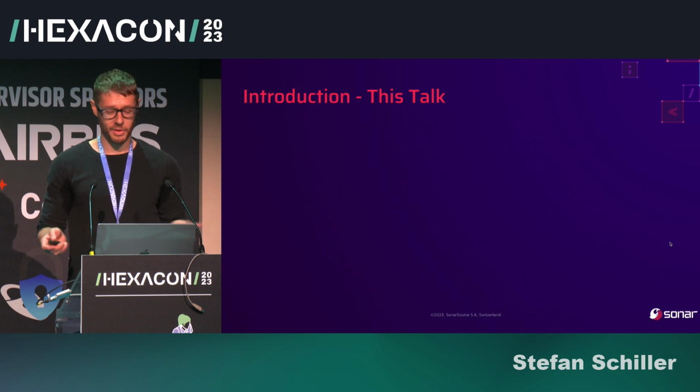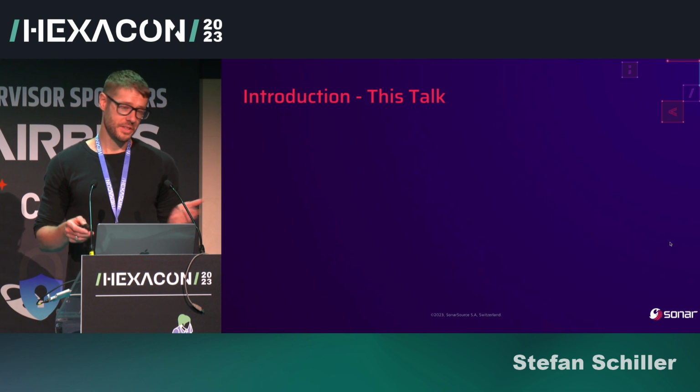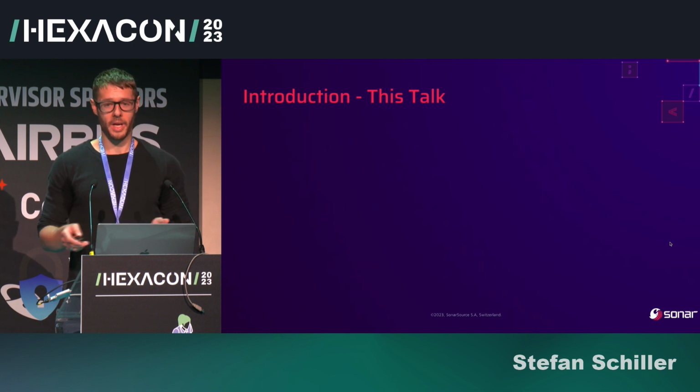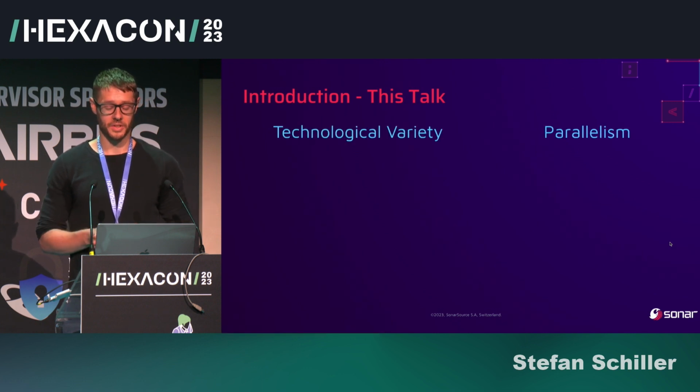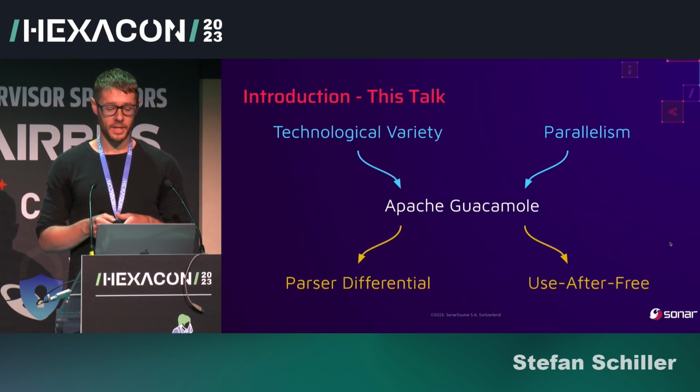At first, only a very short introduction, as I want to show you some bits and bytes as soon as possible. And these bits and bytes are related to 2 major challenges software is facing nowadays: technological variety on the one hand and parallelism on the other hand. Our case study will be Apache Guacamole, which is a remote desktop gateway commonly deployed in enterprise environments. This case study is an interesting example of the hazards related to both of these challenges and results in a parser differential on the one hand and a use after free vulnerability on the other hand.